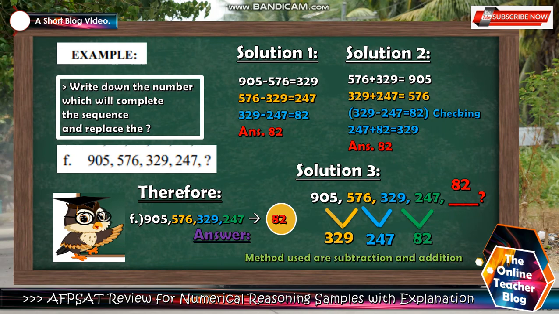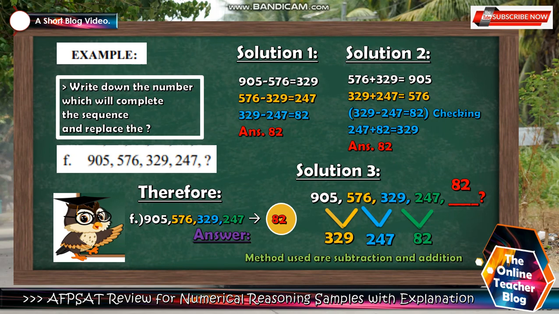Although this is very complicated, as you can see, this is very simple, so that when you have your test, you know already how to solve it in an easy way. The methods used are subtraction and addition. For solution 1, you need to subtract: 905 minus 576 equals 329, 576 minus 329 is 247, 329 minus 247 equals 82. So we come up with 82 as the answer.